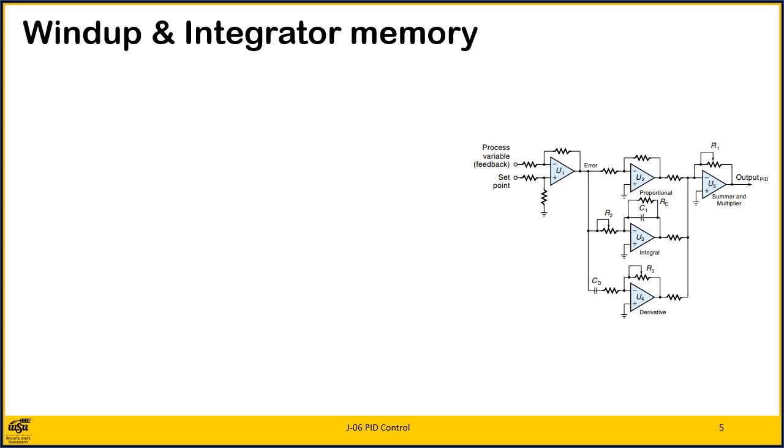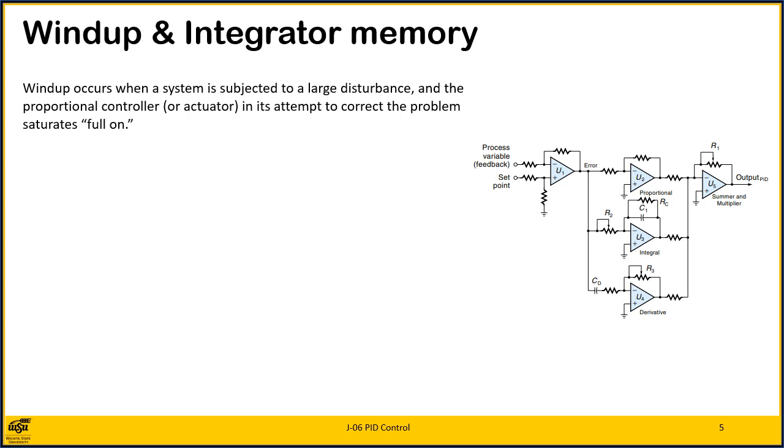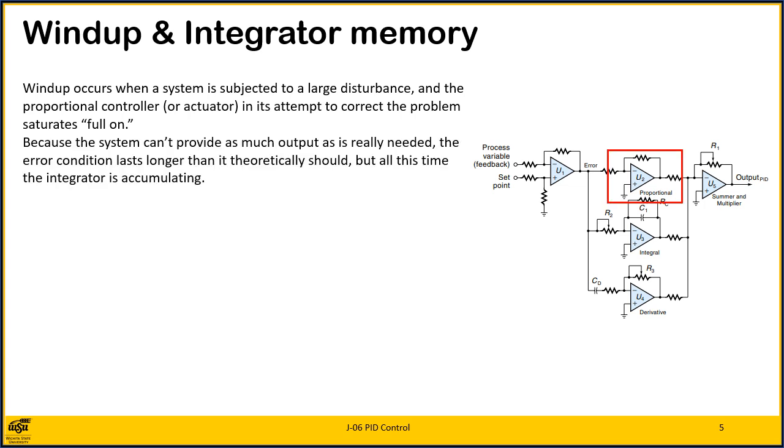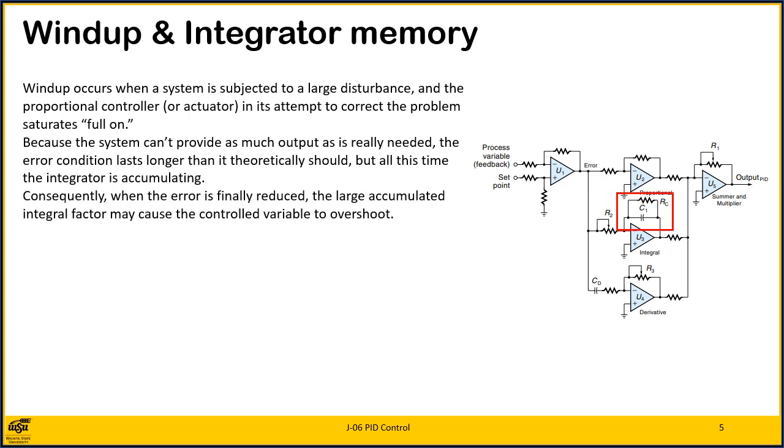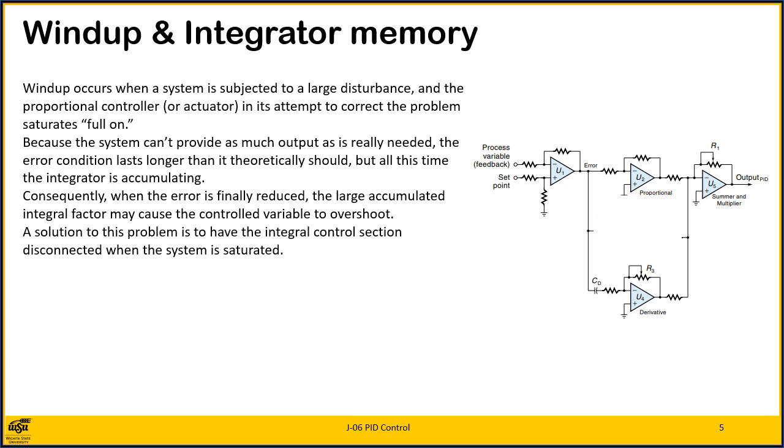One problem associated with the integrator is wind-up. This occurs when a system is subjected to a large disturbance and the proportional controller or actuator, in its attempt to correct the problem, saturates full on. Because the system can't provide as much output as is really needed, the error condition lasts longer than it theoretically should. But all this time the integrator is accumulating. Consequently, when the error is finally reduced, the large accumulated integral factor may cause the control variable to overshoot. A solution to this problem is to have the integral control section disconnected when the system is saturated.